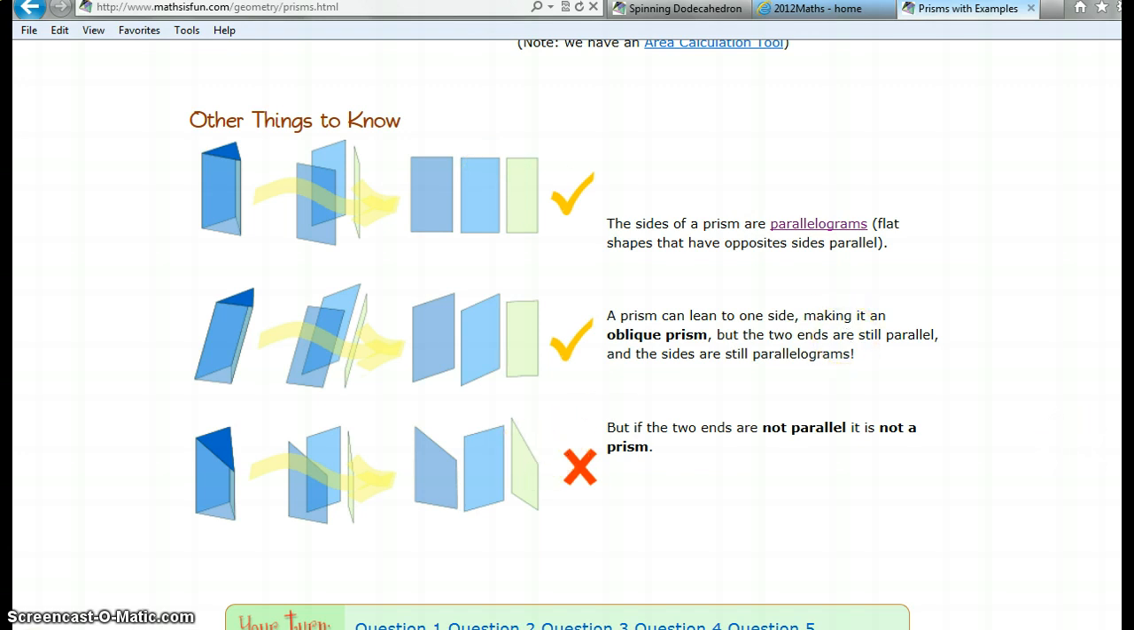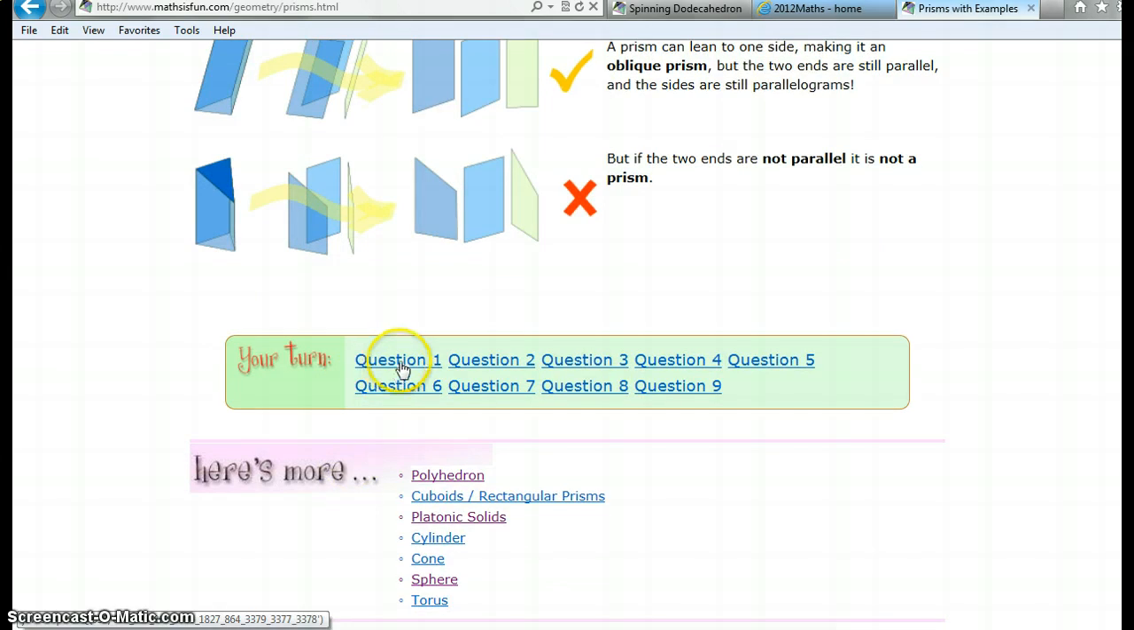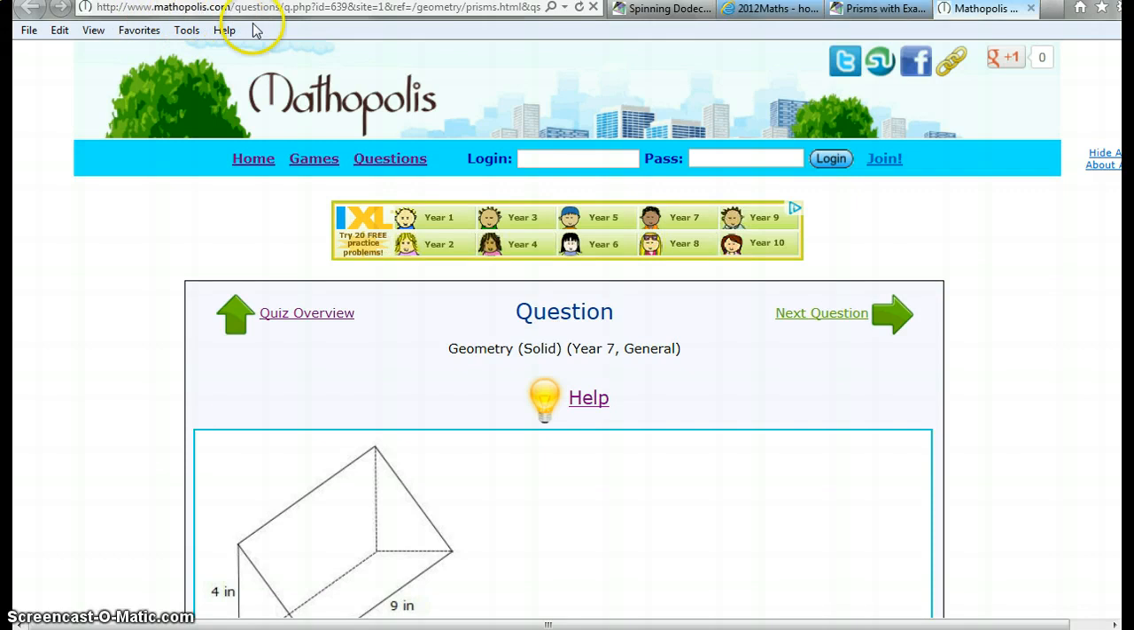Okay, moving on down, and you can do the questions. And the questions get you to the Mathopolis that we were looking at before. Alrighty?